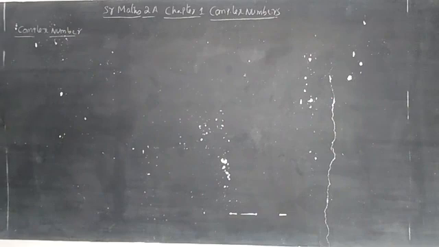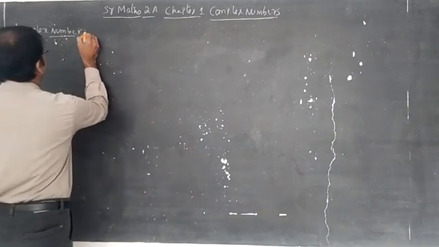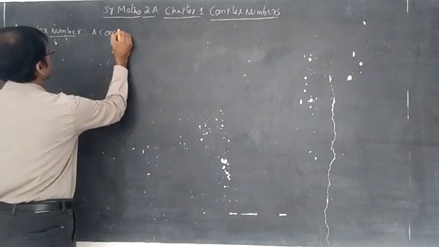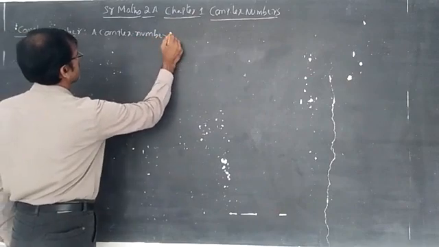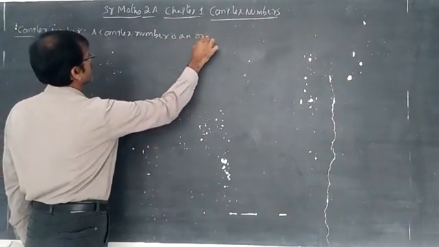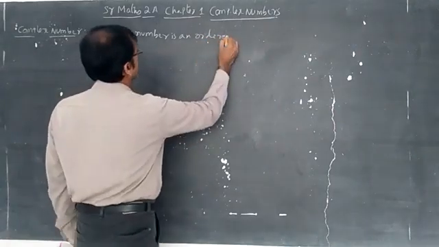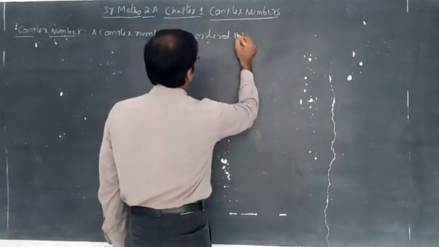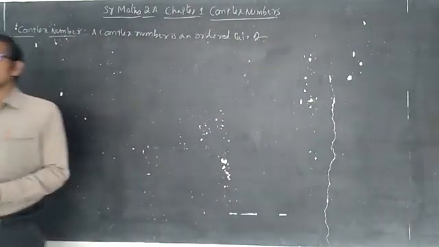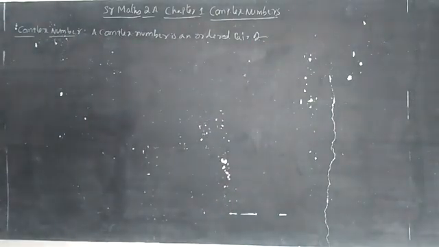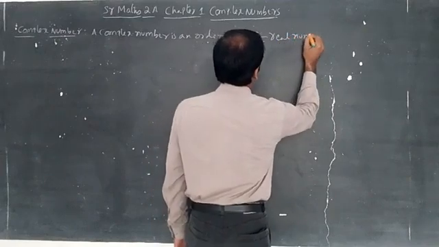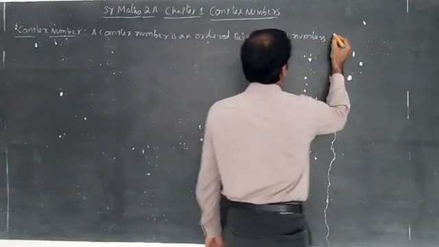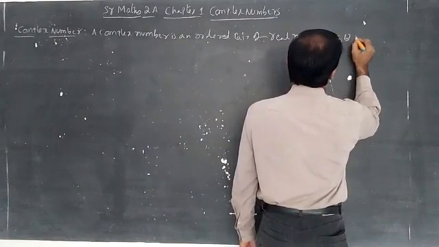Complex number. A complex number is an ordered pair of real numbers a comma b. Ordered pair of real numbers a comma b.